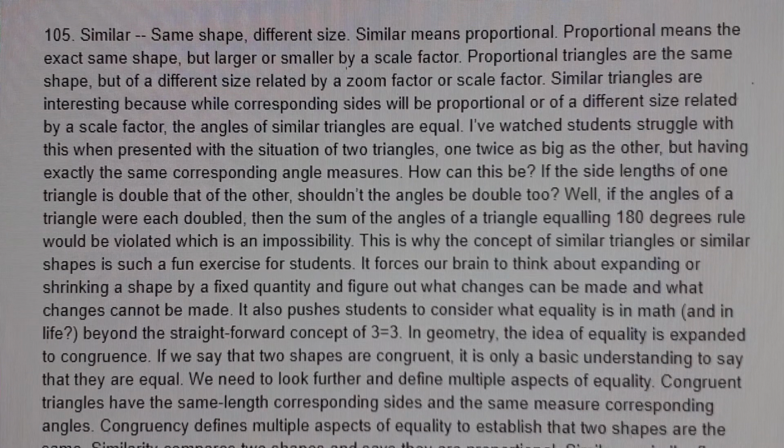In geometry, the idea of equality is expanded to congruence. If we say that two shapes are congruent, it is only a basic understanding to say that they are equal. We need to look further and define multiple aspects of equality. Congruent triangles have the same length corresponding sides and the same measure corresponding angles. Congruency defines multiple aspects of equality to establish that two shapes are the same. Similarity compares two shapes and says they are proportional. Similar figures means that two shapes are proportional by a consistent scale factor or zoom factor. For two shapes to look exactly the same, but be of two different sizes, justifies consideration.